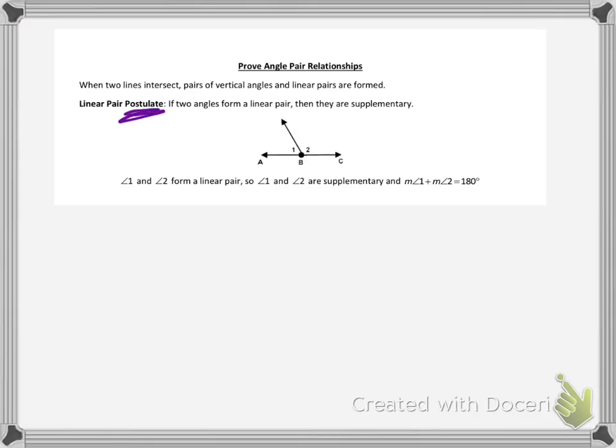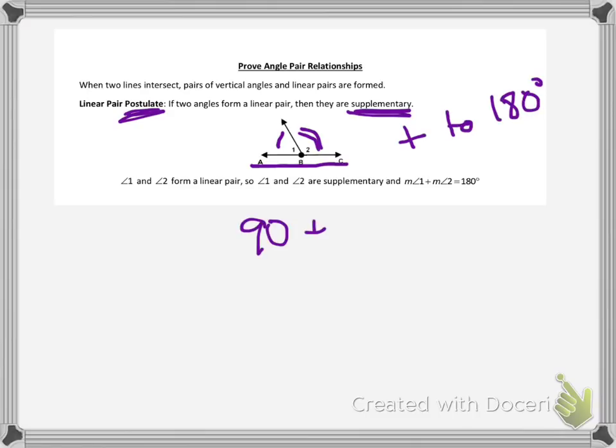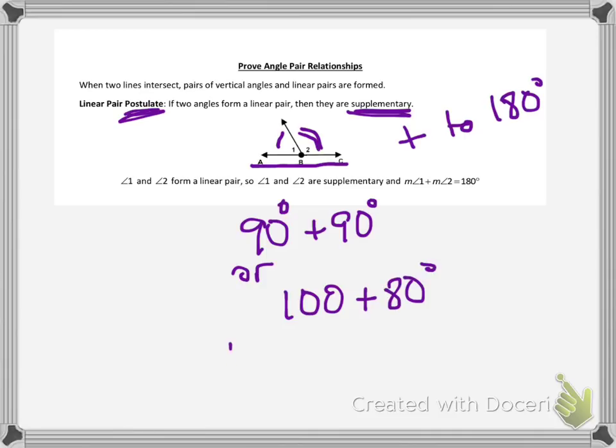So for instance, we have a linear pair postulate that says if we have two angles that if you put them together they make a straight line, like angle 1 and angle 2 here, we call those a linear pair. And the linear pair postulate says that they are supplementary. The definition of supplementary is that they add to 180 degrees. So they might be 90 plus 90, or 100 plus 80, or 178 plus 2. It really doesn't matter, as long as they add to 180.